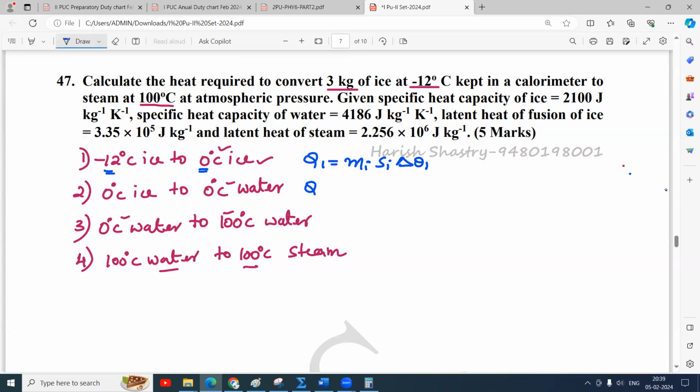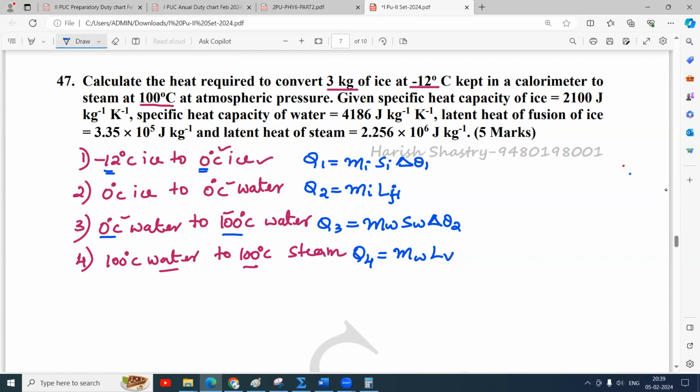That we'll write later. Q2, 0 degree ice to 0 degree water: mass of ice into latent heat of fusion of ice. Q3, the amount of heat energy required to raise the temperature of 0 degree Celsius water to 100 degree Celsius water: mass of water, specific heat of water, and the temperature difference, 0 to 100. The fourth step, you have to convert 100 degree Celsius water to 100 degree steam. So, mass of water into latent heat of vaporization of water.